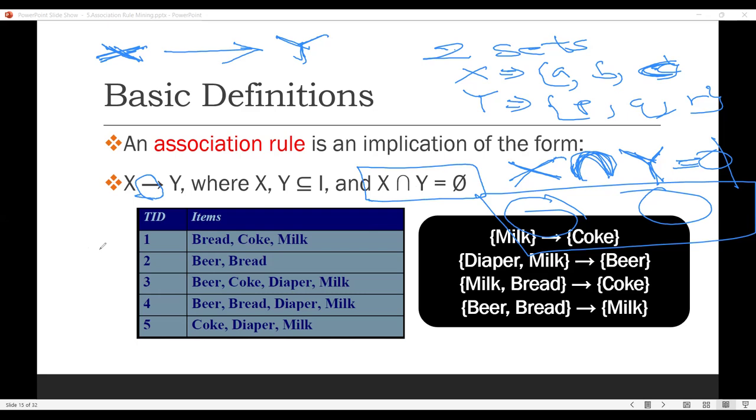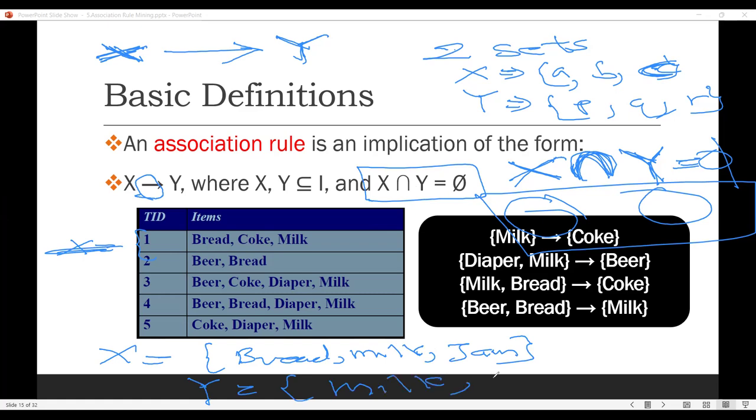So now tell me. Now I am telling, X is equal to bread, milk, jam, and Y is an item set, no? Milk and water bottle. Now tell me something about this X implies Y. What do you think? Is it an association rule? Tell me, is it an association rule?